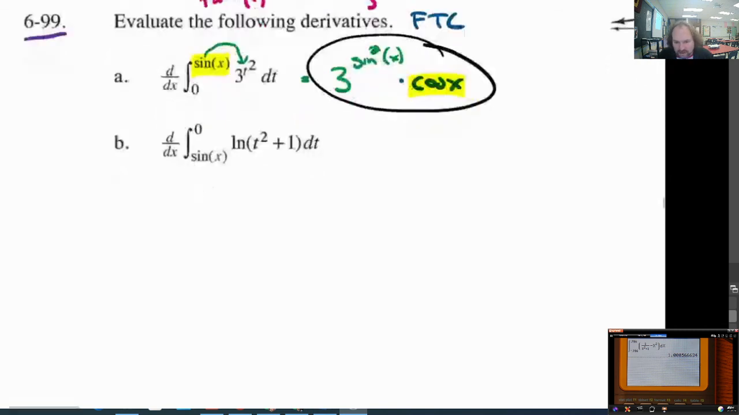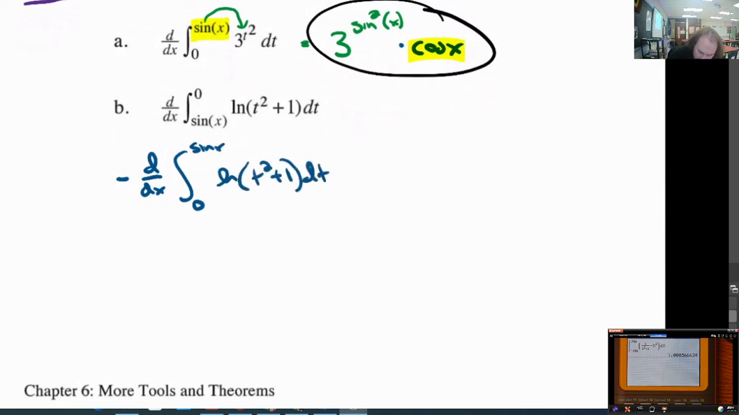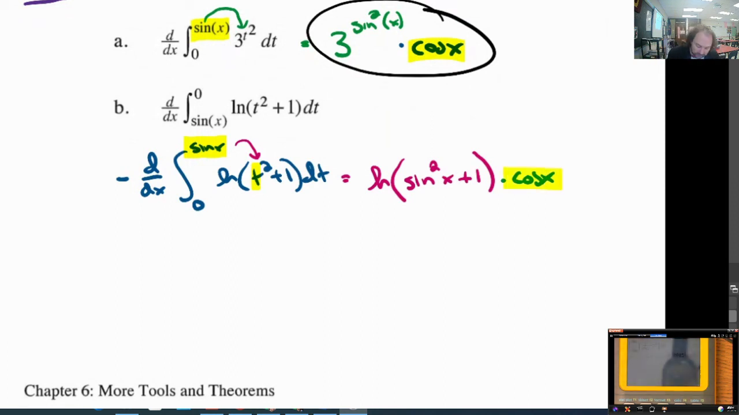For question B, you might recognize that it's very similar. The first thing I would do in this problem is I would say it's the negative derivative of the integral from 0 to the sine of x of the natural log of t squared plus 1 dt. Don't panic about all this nonsense in here. All you're going to do is take sine of x and plug it in for t. So you're going to have a very similar answer for this one. Natural log of sine squared of x plus 1. There you go. Of course, don't forget to multiply by the cosine of x, which is the derivative of sine of x. Oh, and don't forget the negative sign. There you go. All you got to do.